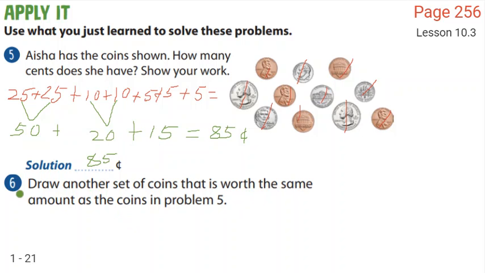So here in number 6 it says, draw another set of coins that is worth the same amount as the coins in problem number 5. I want you to do that on your own and think about it because everyone has a different answer. But just remember that this coin is 25 cents. This coin here is 5 cents. This one is worth 1 cent. And this here is 10 cents. Pause the video, complete it. I know you can figure it out.